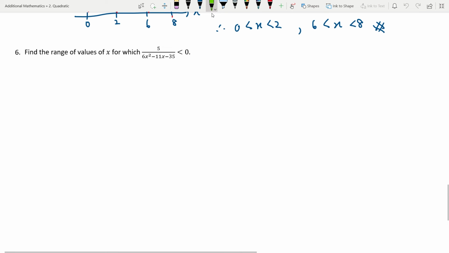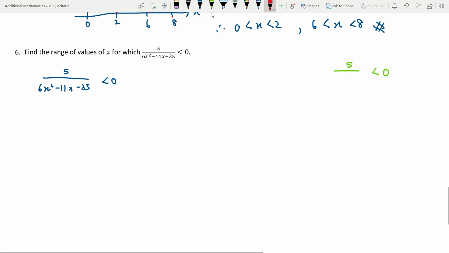Last question, question 6. Find the range of values of x for which 5 over 6x squared minus 11x minus 35 is less than 0. Let's look at the side note. 5 divided by something is less than 0.